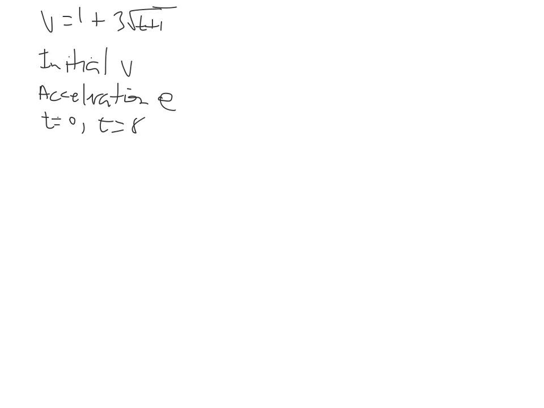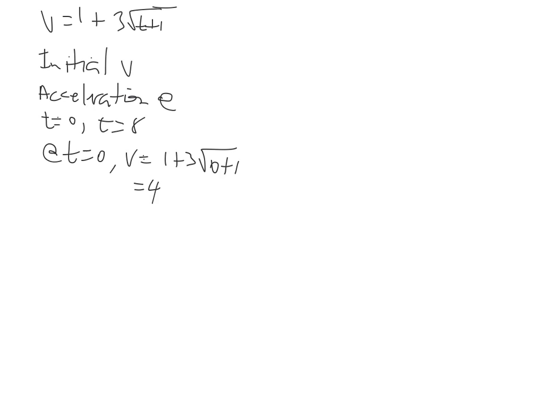So to have a look at it, first couple of things I've put down are initial velocity and acceleration. As well as that, we're going to have a look at some other things, but I may run out of room on this slide. We'll see how we go. So if we're finding the initial velocity, we're saying at t equals 0, v equals 1 plus 3 root 0 plus 1, so we just end up with 4.